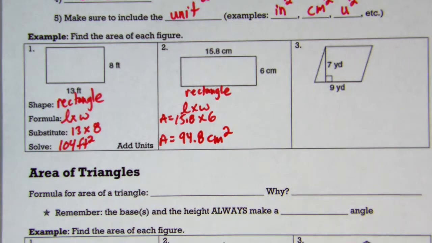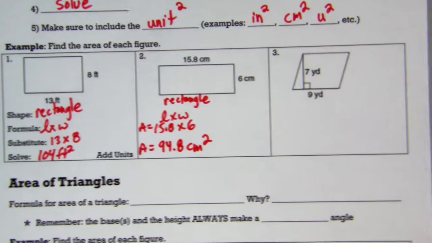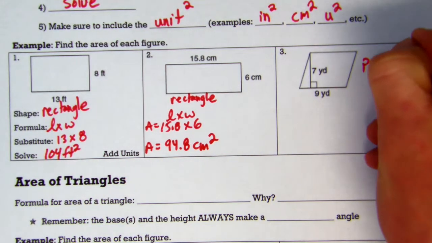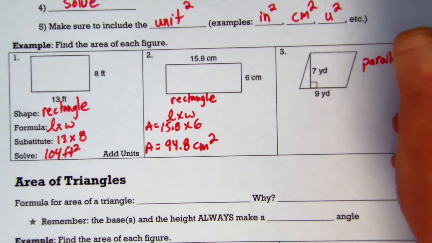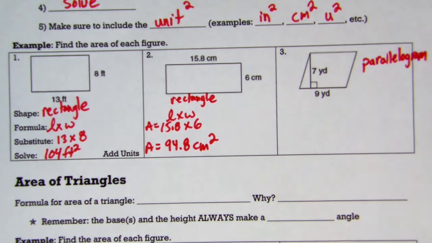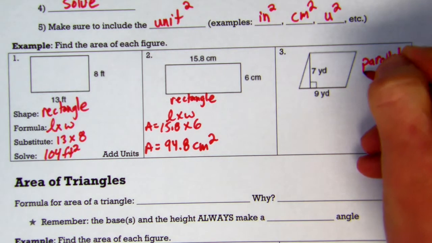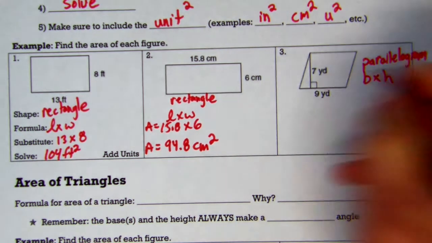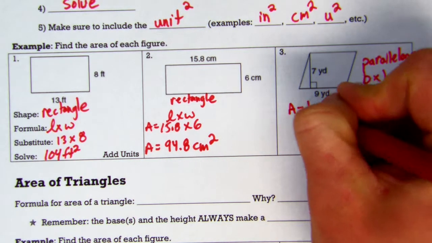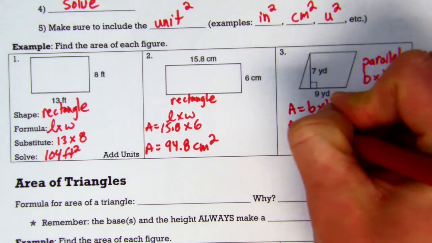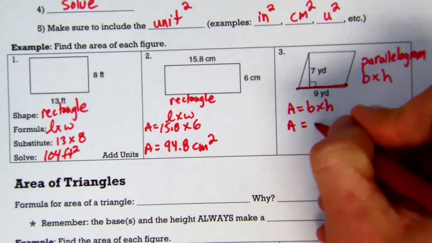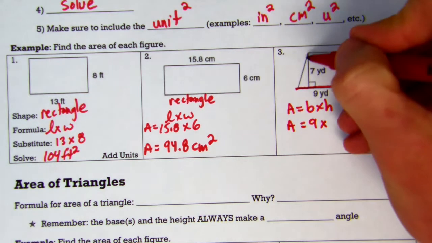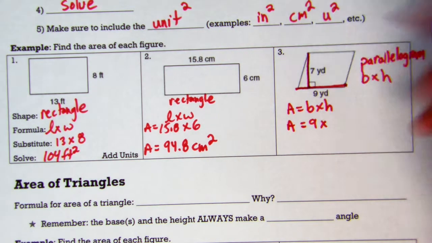centimeters squared. Number three, we have a parallelogram. For our parallelogram, we're going to make sure we do base times height. So our area is going to equal base times height. Our base of this one, we have 9 going all the way across, and then we're going to do times 7 because that is the height of the shape.